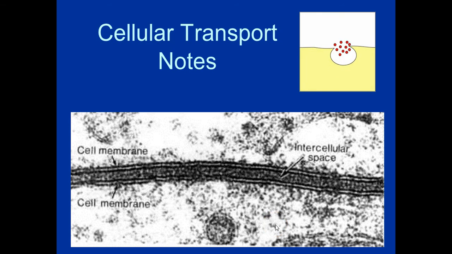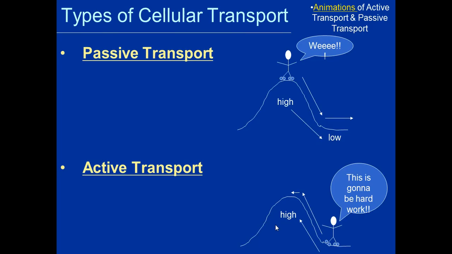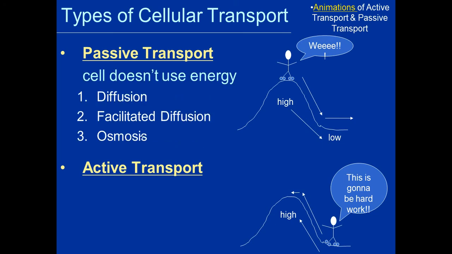The next assignment I'd like to explain is on cellular transport. These are the ways that chemicals, molecules actually get through the cell membrane, which I described earlier this week. There are two types of cellular transport: passive transport and active transport. In passive transport, the cell does not use energy. There are three kinds of transport that are considered passive: diffusion, facilitated diffusion, and osmosis.